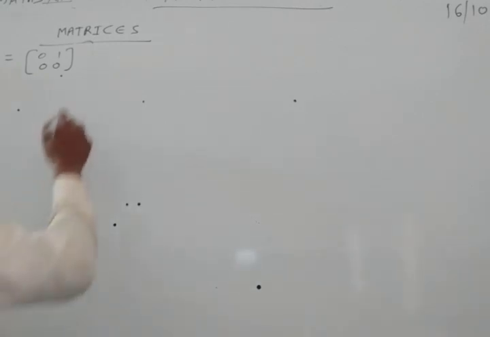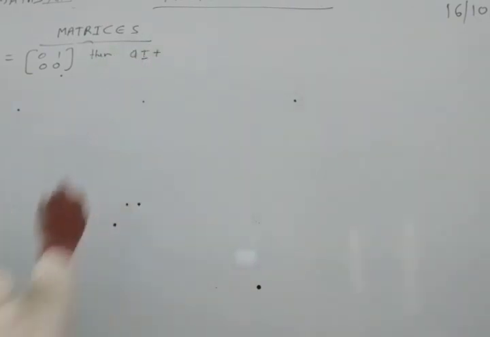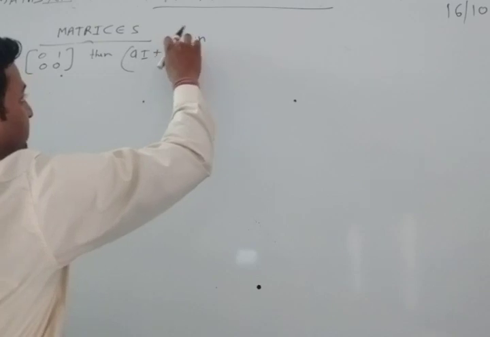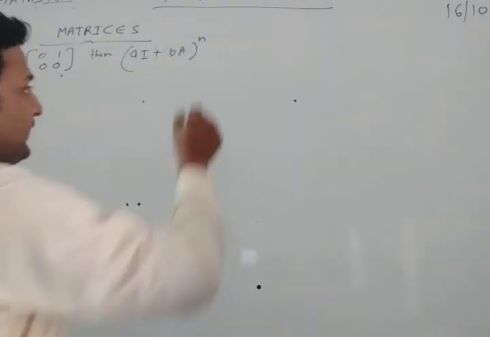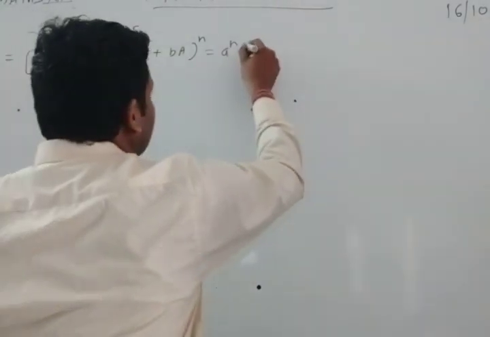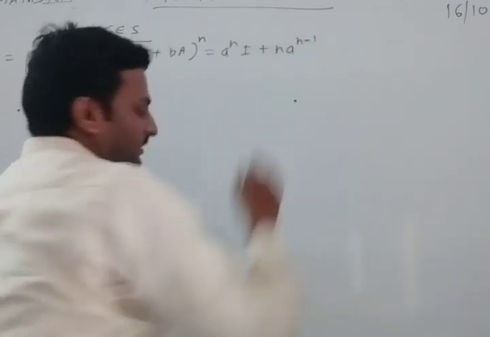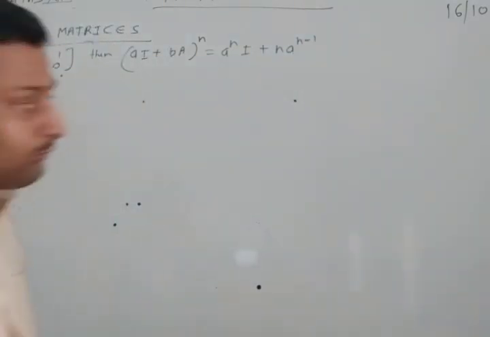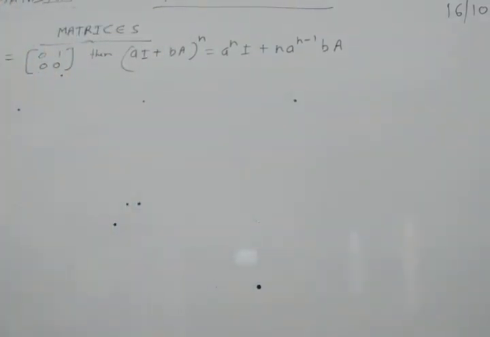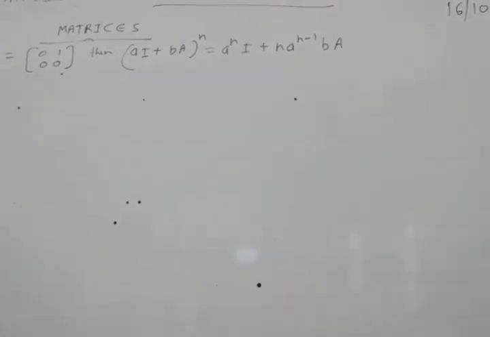then we have to prove that (aI plus bA) to the power n is equal to a to the power n I plus n a to the power n minus 1 bA, where I is the identity matrix of order 2.